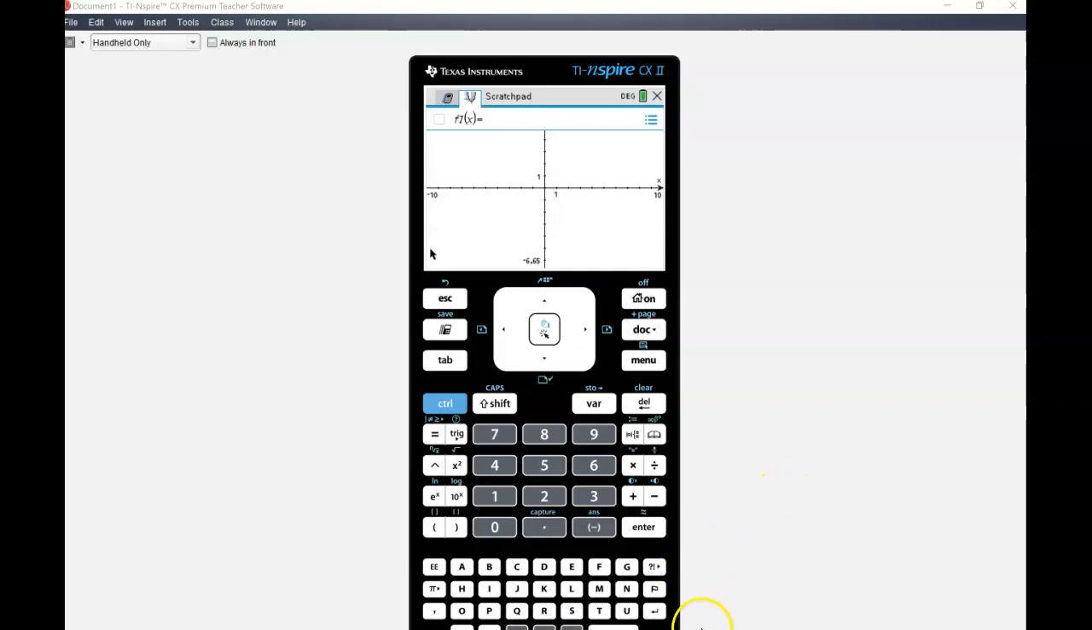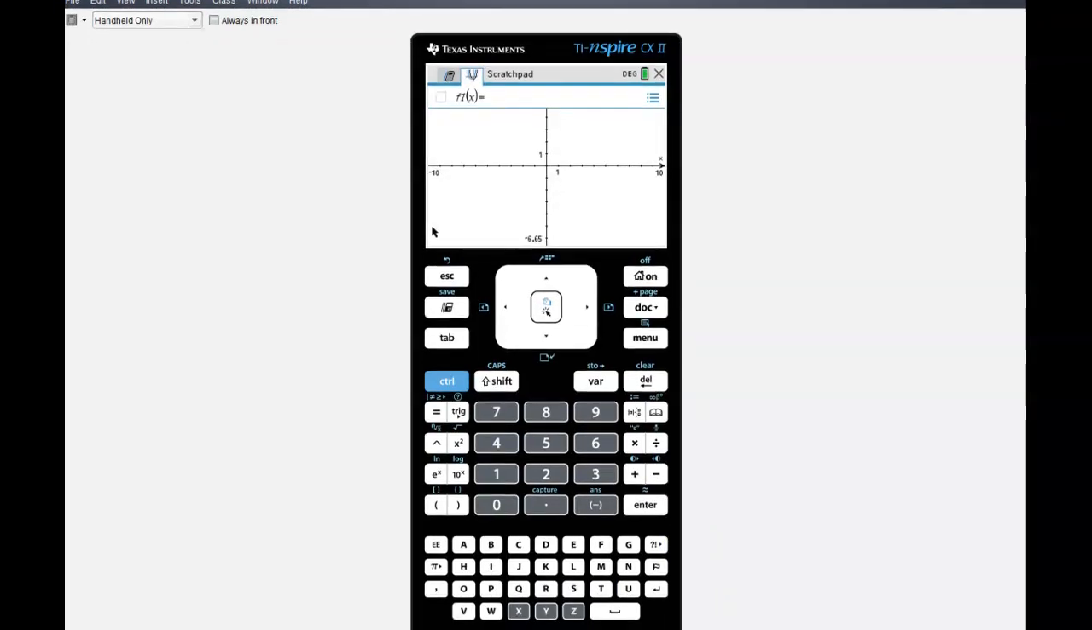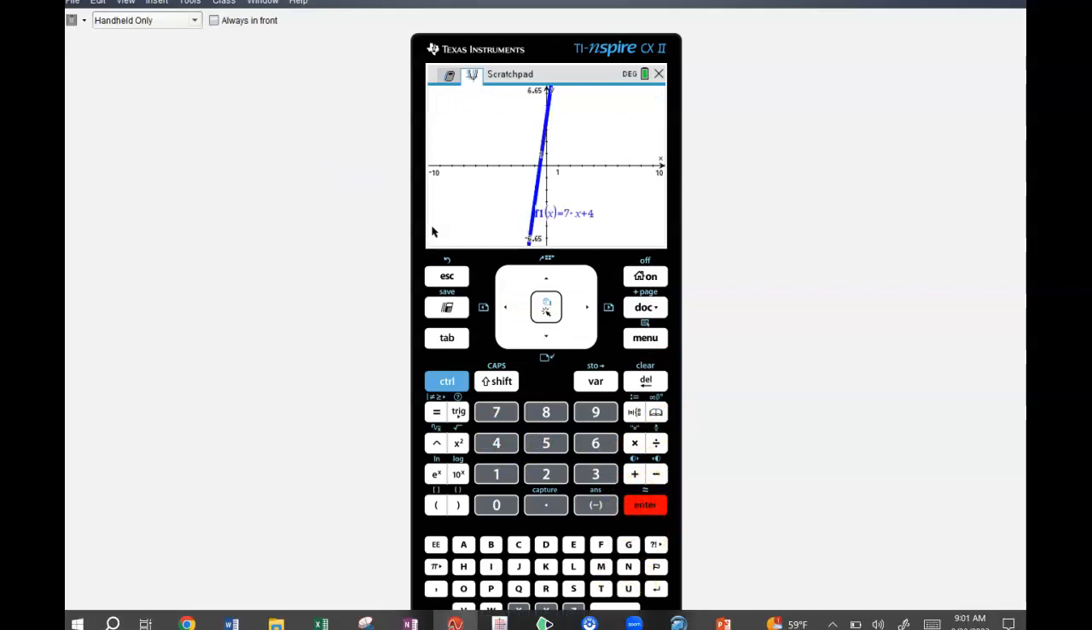You're going to type in 7. X is at the very bottom here. They're the black keys at the very bottom. What was it? Plus 4. And when you graph, it should look like this. Yes. It says this. Press escape.